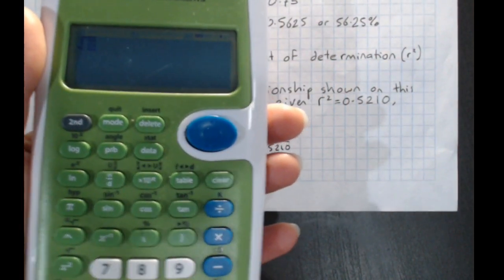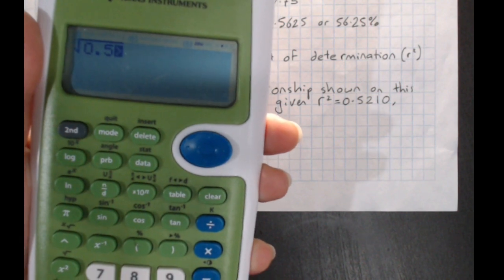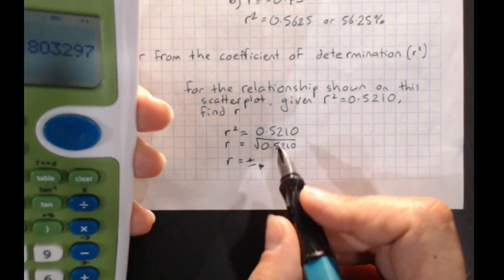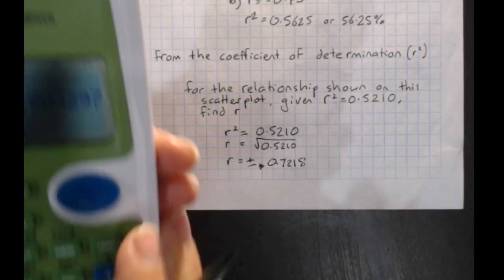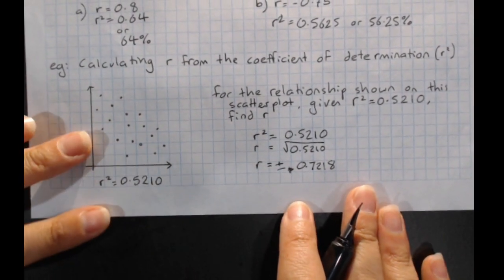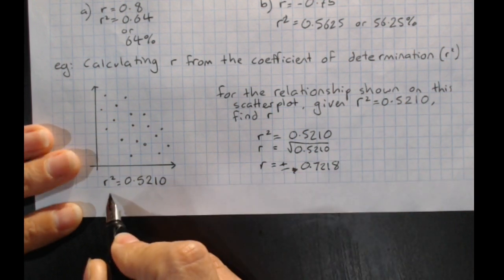Square root of 0.5210. Okay, so r was going to be 0.7218, but we don't know if it was going to be positive or negative. That's where the scatter plot comes in. This is a negative relationship, so we know we choose the negative one.